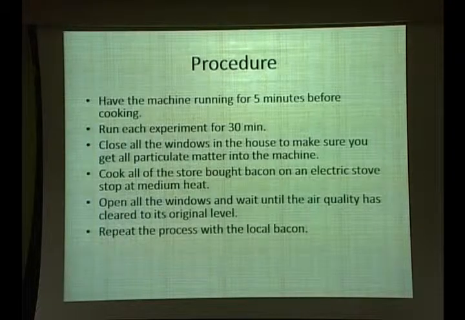And then when we were done cooking, we, of course, ate it all. But then we opened all the windows and waited until the air quality had cleared to its original level. Then we repeated the process with the locally cut bacon.